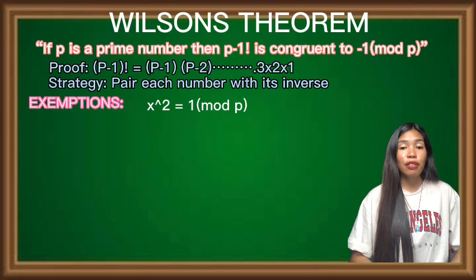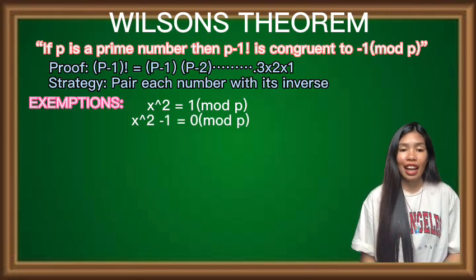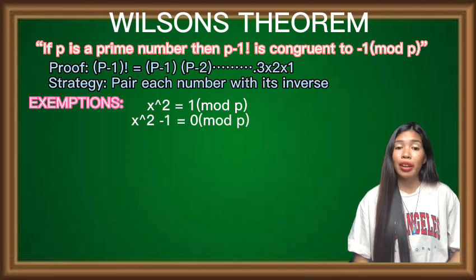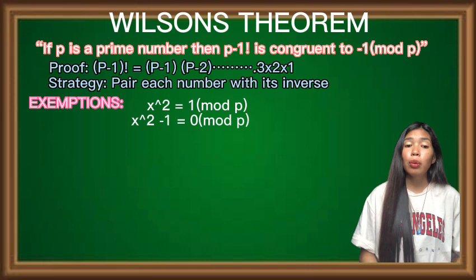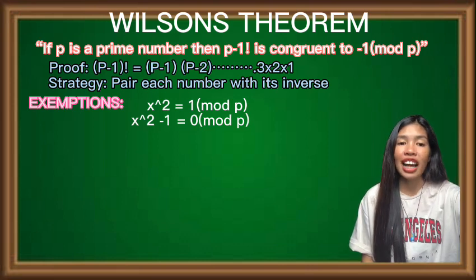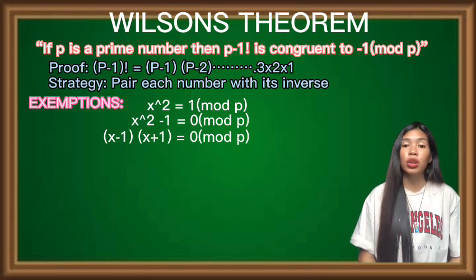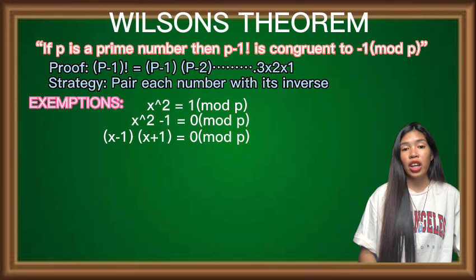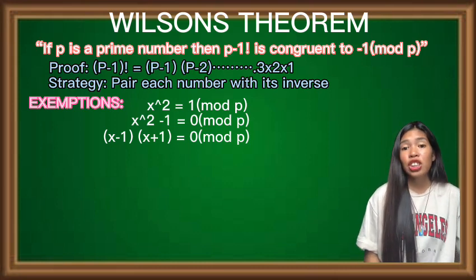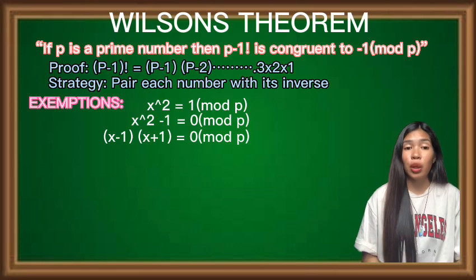Now, we can solve this congruence. Let's just subtract 1 from both sides. That gives us x squared minus 1 is congruent to 0 mod P. Now, we factor. That gives us x minus 1 times x plus 1 is congruent to 0 mod P. And now, we just solve this like we would in algebra. So now we just set each factor equal to 0.